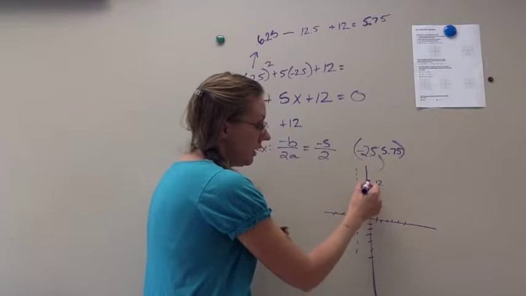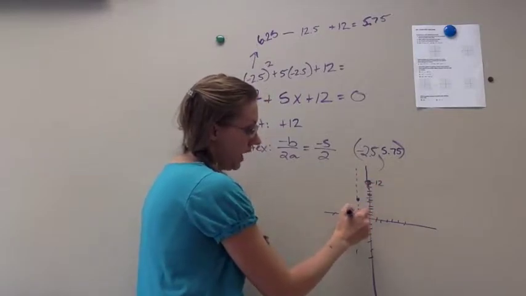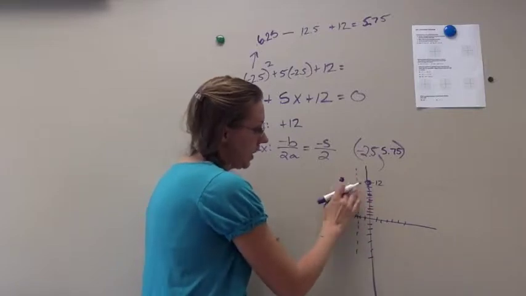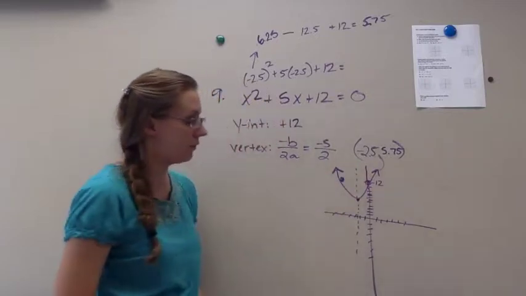From this point to my axis is 2.5, so I'm going to go 2.5 over, there's half, 1, 2. Go up, put my dot. This is my graph, okay?